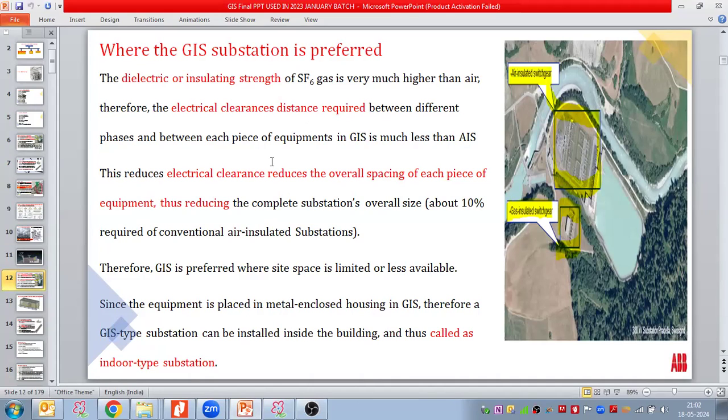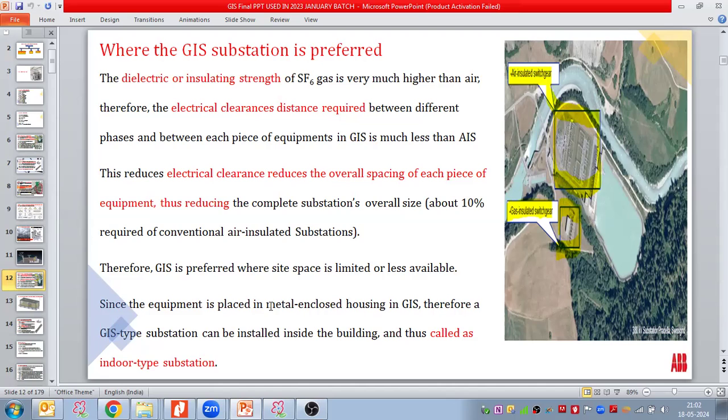So I am saying that the insulating strength of the gas is very much higher than air. Therefore, the electrical clearance distance required between different phases and between each piece of equipment in GIS is much less than AIS. This reduced clearance reduces the spacing of each piece of equipment, and thus reduces the overall substation size to about 10 percent compared to conventional AIS type substations. Therefore, GIS is preferred where site space is limited or less available.